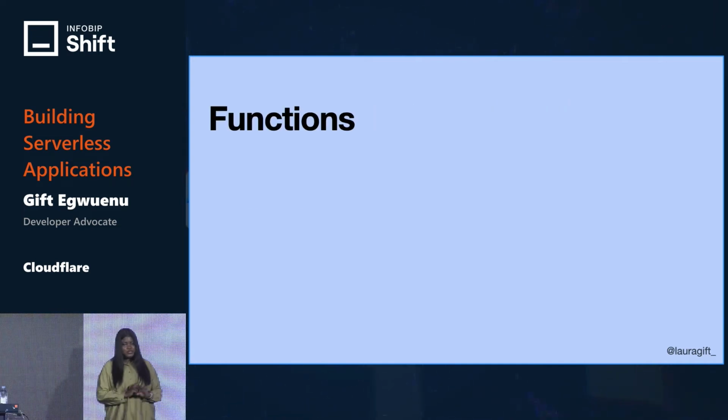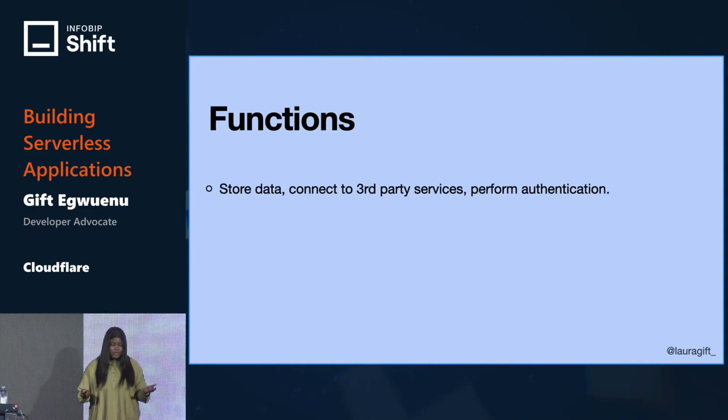Now, why should you even use Functions in the first place, right? You have a front-end application that you're working on, and you find that you have a couple of things that you'd like to do. For example, maybe you want to add authentication to your application, or you want to connect to a third-party API. I think Functions is a great use case for that situation. Here's a few examples of how you use Pages Functions. The first one is if you're looking to store dynamic data, connect to a third-party service, or perform authentication. These are good example use cases for Functions.